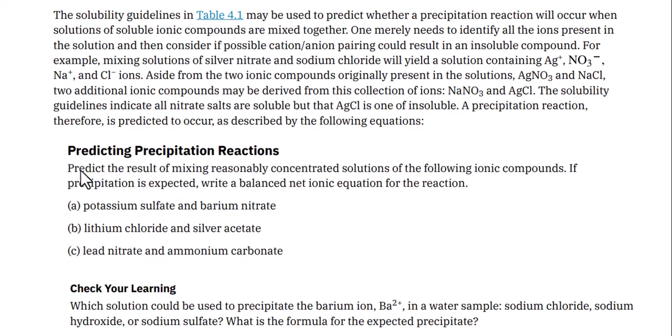Predicting the precipitation reactions. Predict the result of mixing reasonably concentrated solutions of the following ionic compounds. If the precipitation is expected, write a balanced net ionic equation for the reaction. They say potassium sulfate and barium nitrate, lithium chloride and silver acetate, lead nitrate and ammonium carbonate. And we will be dealing with this in the next lecture.